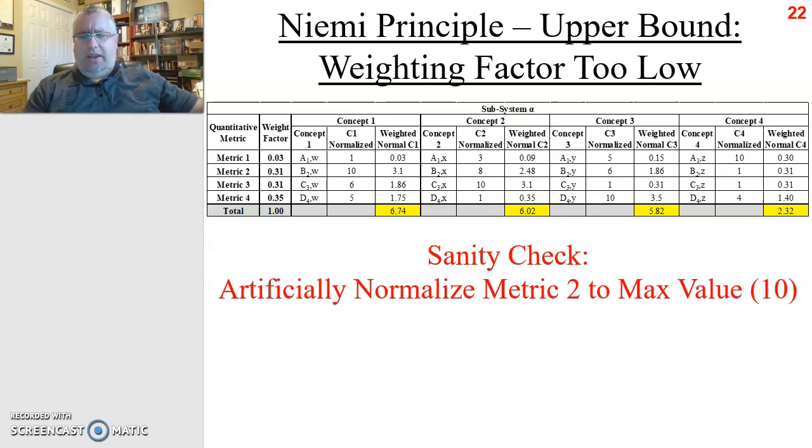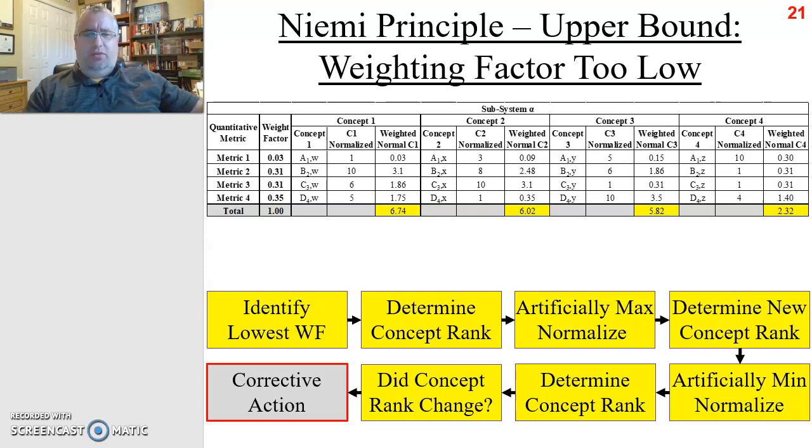If you're coming back to this video from a long break, what we just finished was working through a situation where we had metric 1 in this down selection matrix that had a very low weighting factor, right? 0.03, an order of magnitude lower than all the other ones and definitely less than 10% of the total. And so we went through this whole process of artificially maximizing its normalized value for the four concepts, and then artificially minimizing the normalized value for the four concepts, and then determining whether minimizing and maximizing those values changed the outcome at all. And we found that it didn't. And so we need to take corrective action, for example, removing the metric or changing the weighting factor.